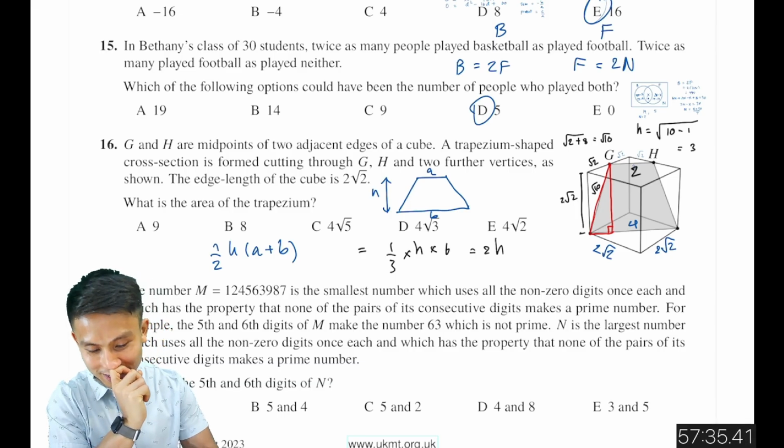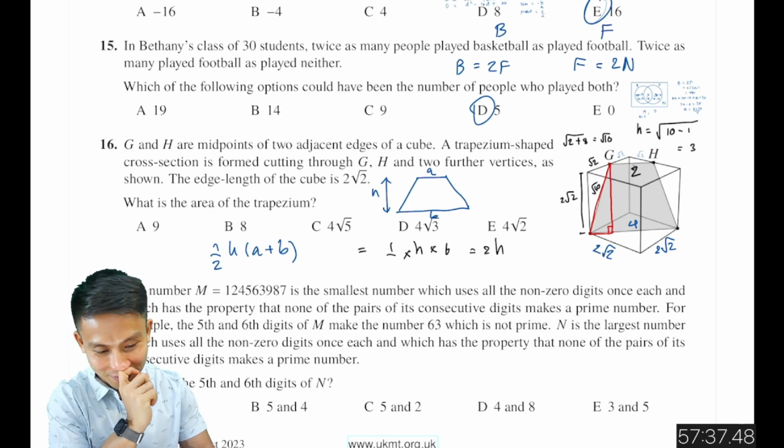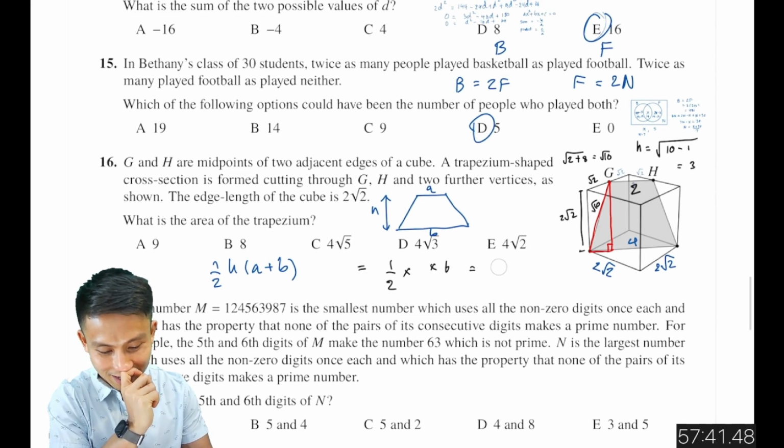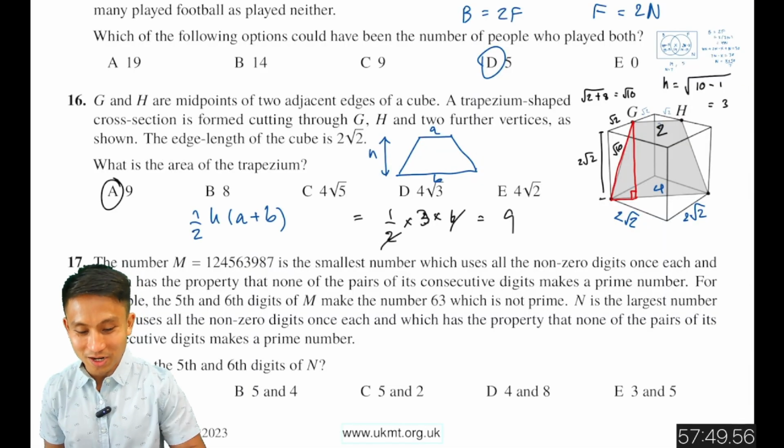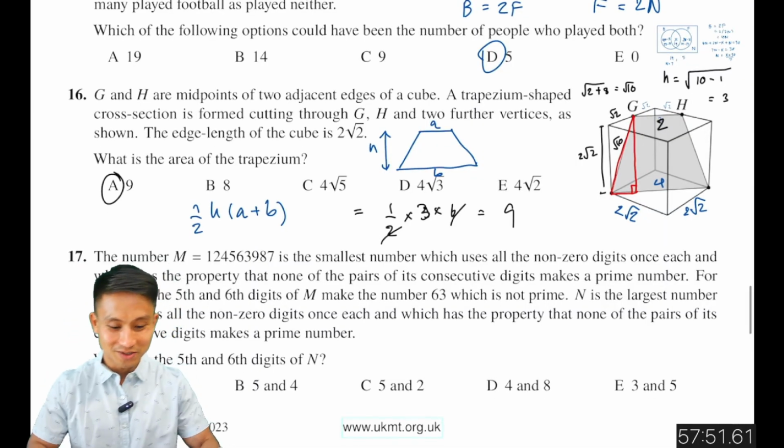Oh, wait, what? This is 1/2. What did I do? Okay. Wait. Oh, no. I was right. That was stupid. I was right. It's just I put 1/3 rather than 1/2. Okay. That was 9. Sorry. Okay.